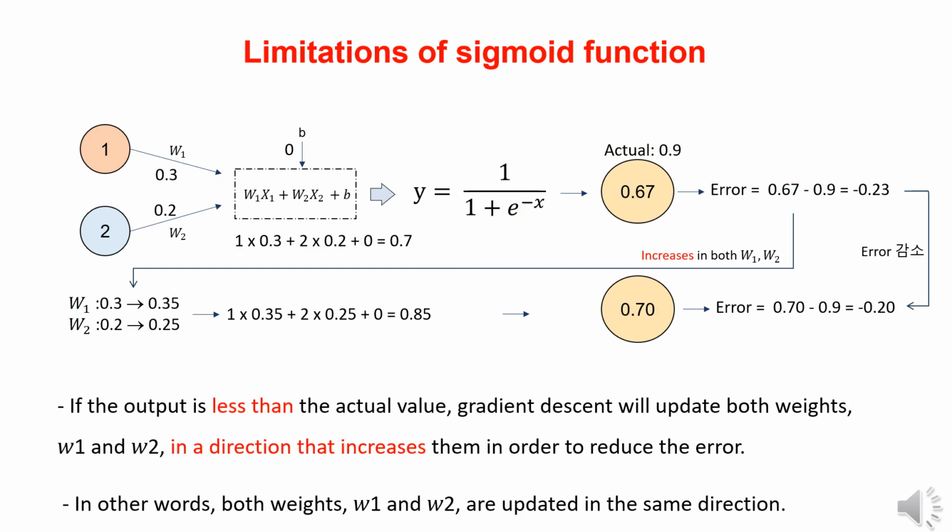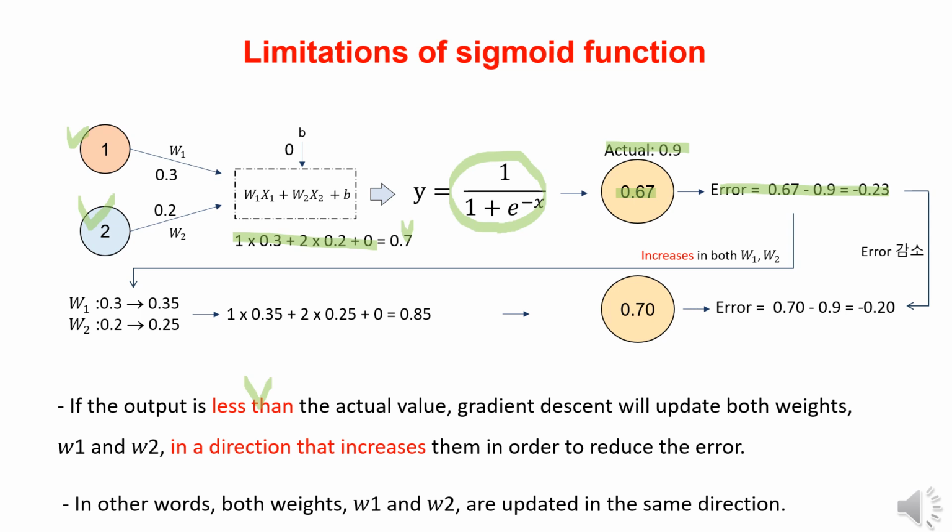Now let's consider the situation where the output of the sigmoid function is less than the actual value. Using the same example as before, let's say we have two input values of 1 and 2, and after applying their weights and summing them, the result is 0.7. When this is passed through the sigmoid function, the output remains 0.67. If the actual value is 0.9, the error between the output and the actual value becomes negative 0.23.